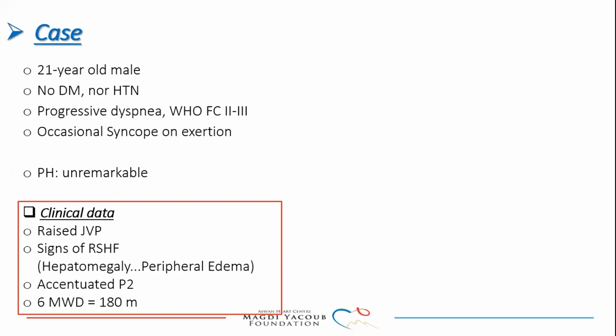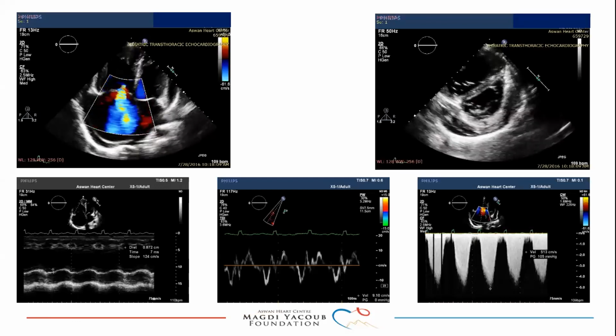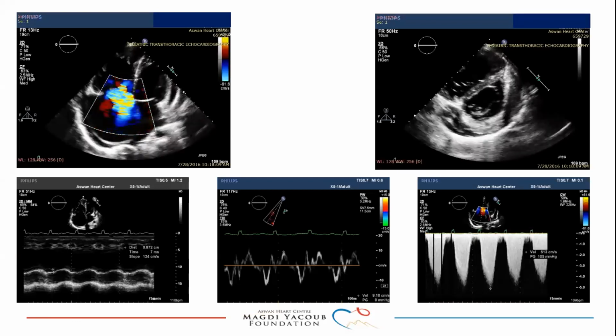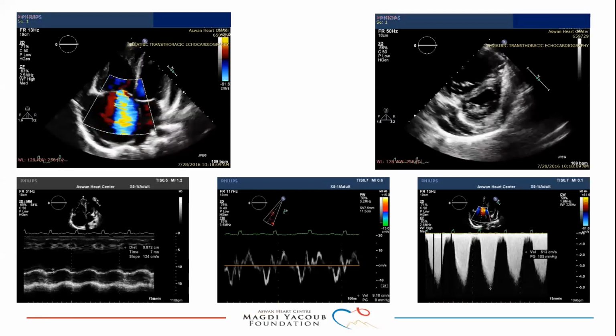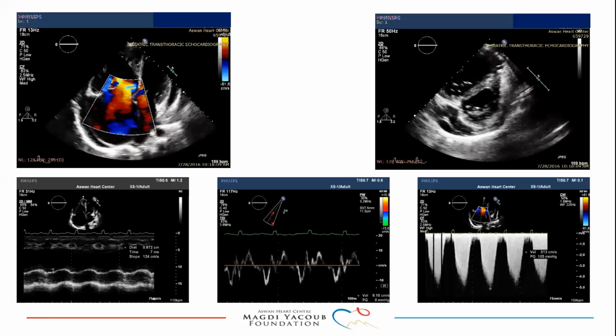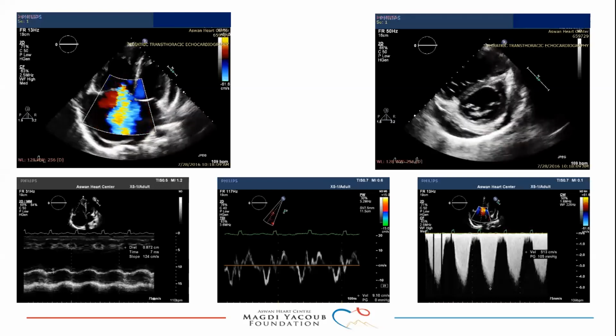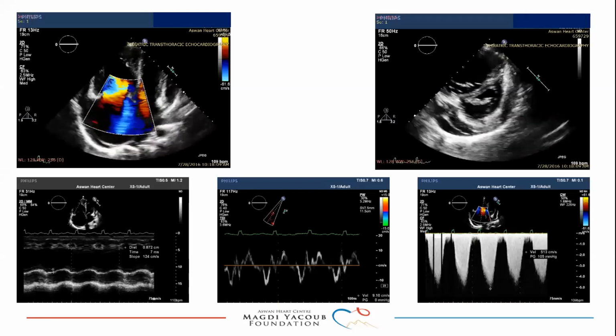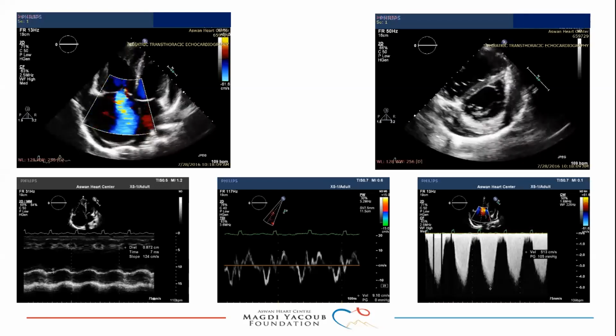On clinical examination, he had signs of right-sided heart failure, and his 6-minute walk distance was 180 meters. Here is his echocardiography showing a markedly impaired right ventricle with flattening of the interventricular septum and pericardial effusion, and significant tricuspid regurgitation with a tricuspid regurgitation Vmax around 5 meters per second.